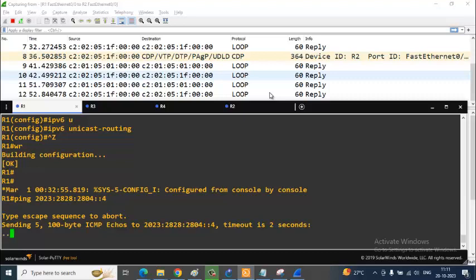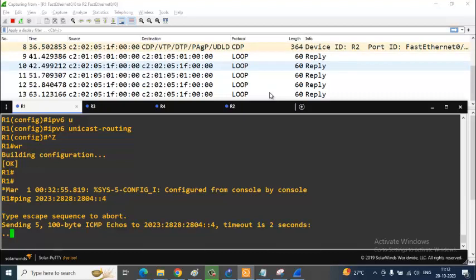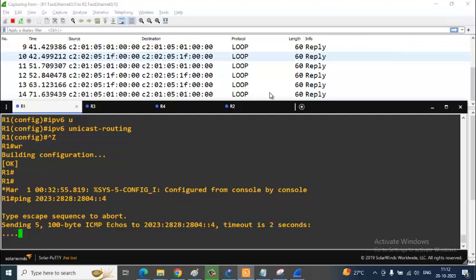Now, okay. Let me see who finds the mistake. I understand the mistake. I know, not mistake, something is missing. Can anyone say what is missing in our configuration? What is missing? Why are the packets not even coming out?